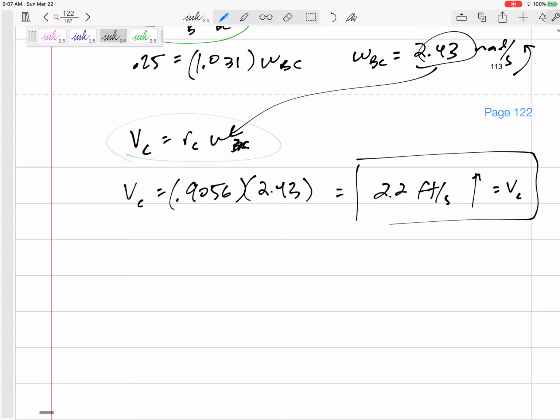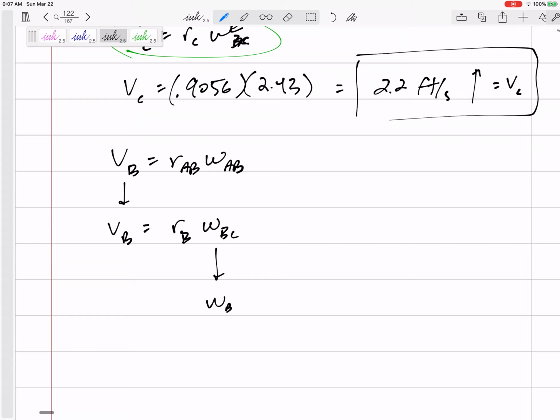Let's rewrite each of these. I started with VB equals R omega. Then I took that VB and looked at a different rigid body. Then I stayed on that rigid body and looked at a different point. And so I snaked my way through this problem to get to VC. So there's a good visual about how we're going about solving these types of instantaneous center problems. All right.